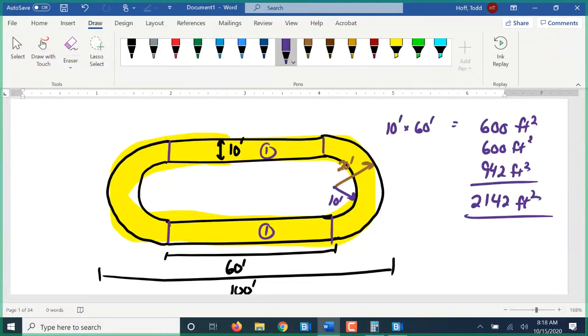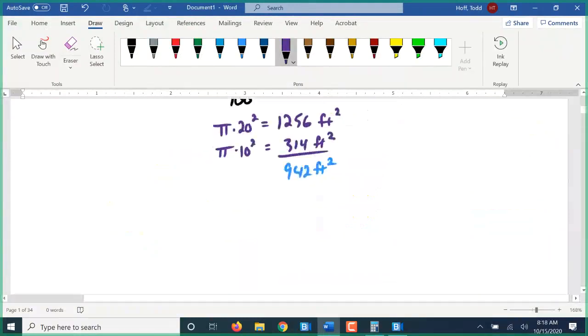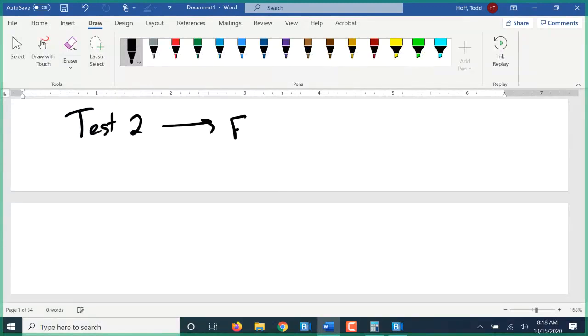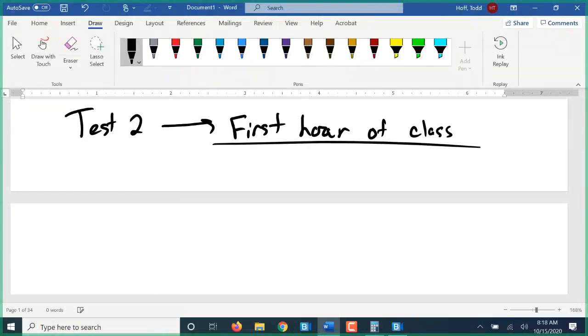Well, that brings us close enough to the end of class here. Once again, there is no homework, but tomorrow we will have test 2, will be the first hour of class. So there won't be any lecture during the first hour of class. You will have that first hour to work on the test. You have all day to work on the test, but I'm giving you that first hour of class as time to work on the test.